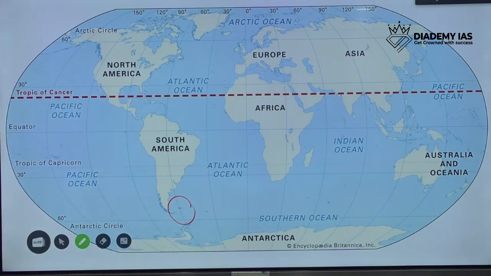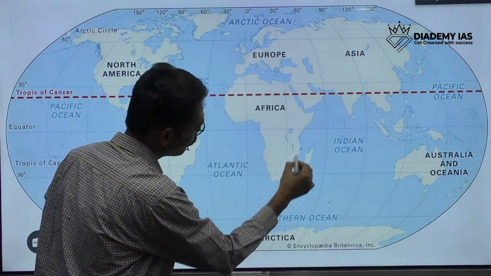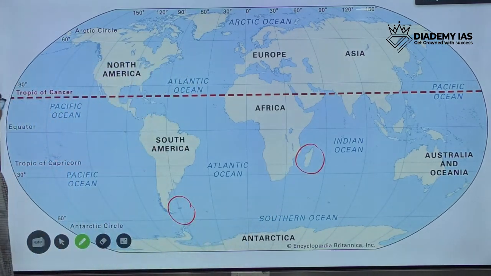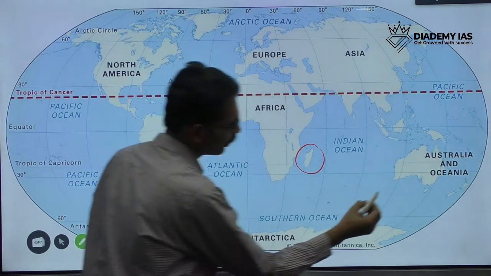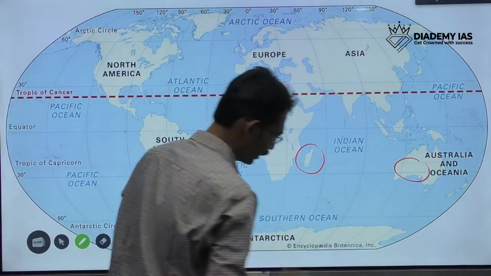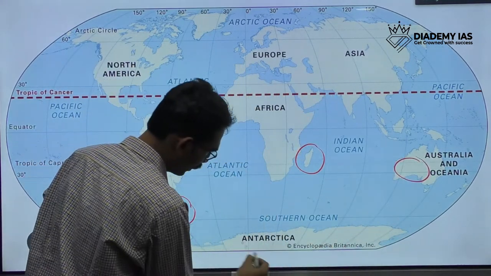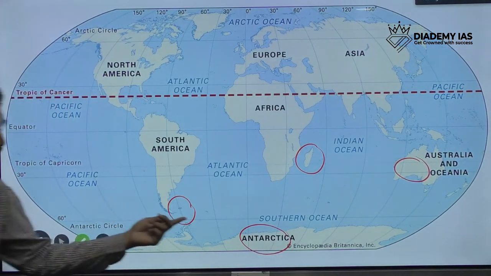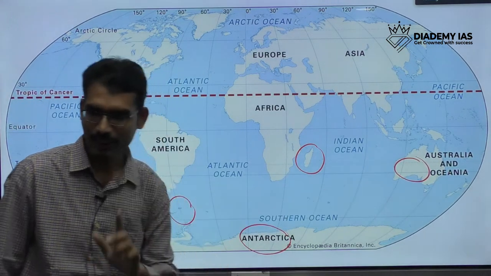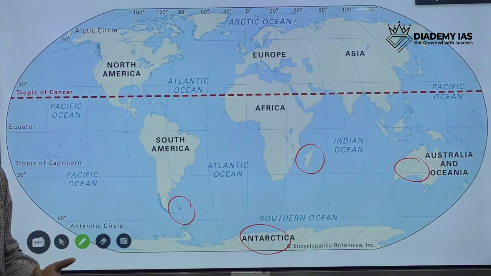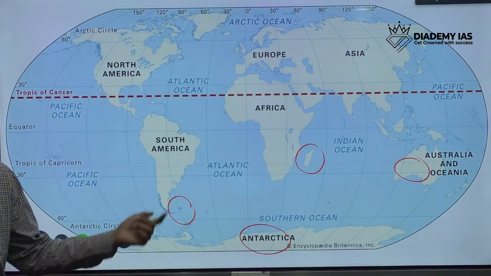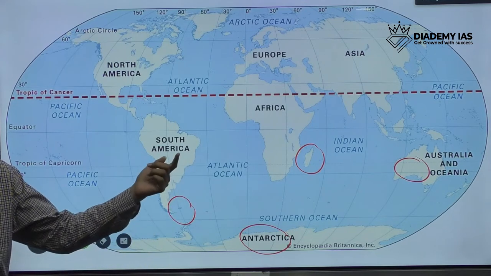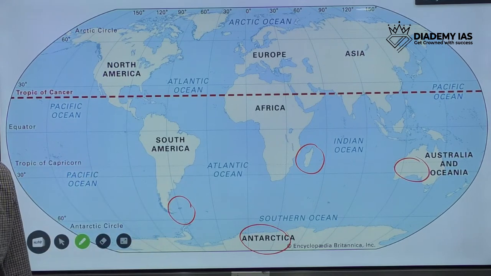There is one place here, Falkland, and this one, Madagascar, and here somewhere in Australia also, and Antarctica also. Now these places, that tillite is coming. That was the rock formed by glaciation. Glaciation means huge climate of very cold climate.